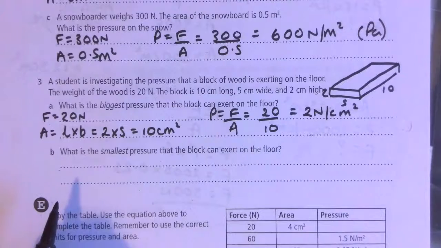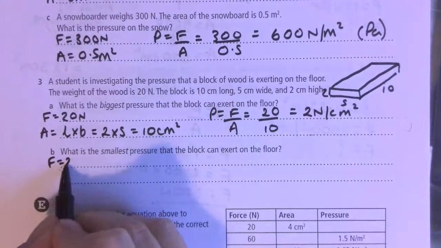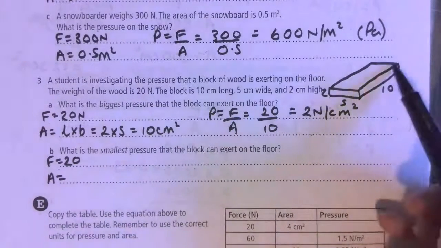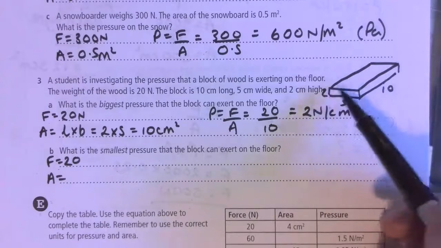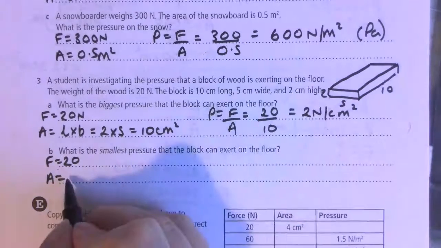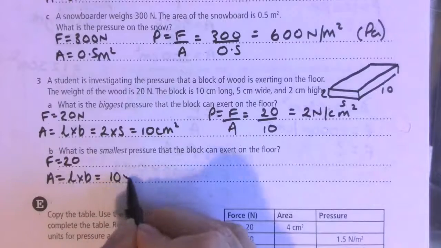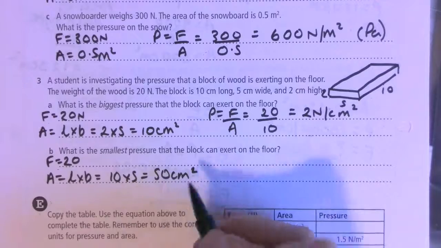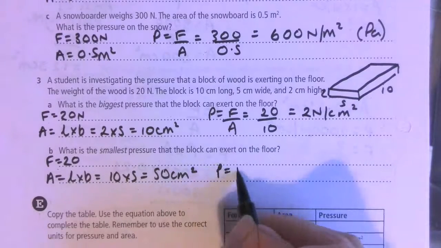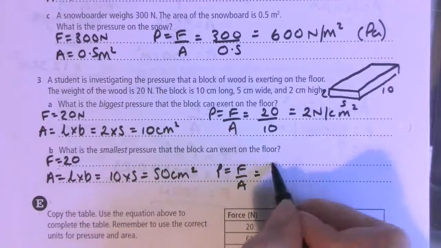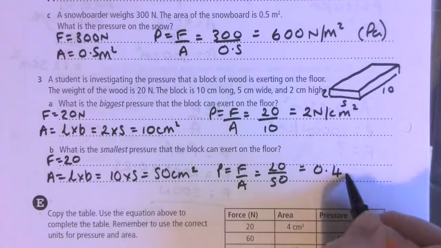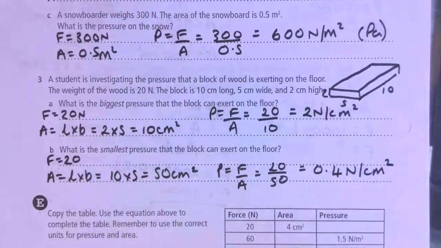And then for part B, what's the smallest pressure that the block can exert on the floor? So the force is still 20. The smallest pressure is going to come whenever it's sitting on its biggest face, which is going to be this one here, which is the 10 and the 5. So area is length times width. 10 times 5 is 50 centimeters squared. Okay, so pressure is force over area. The force is 20, the area is 50. That's going to get 0.4 newtons per centimeter squared.